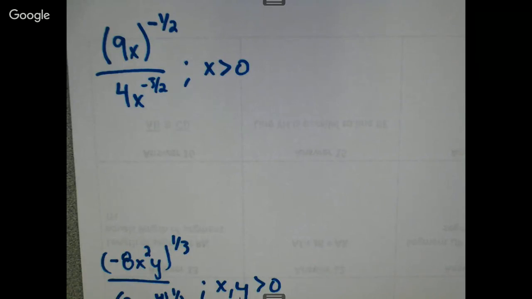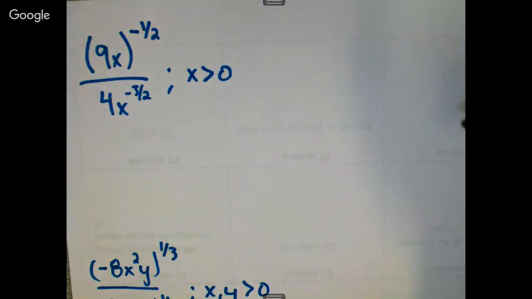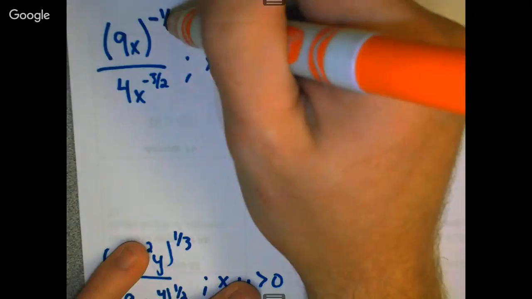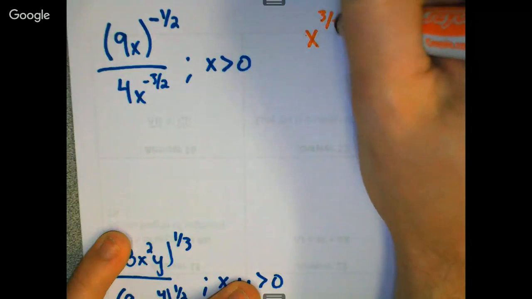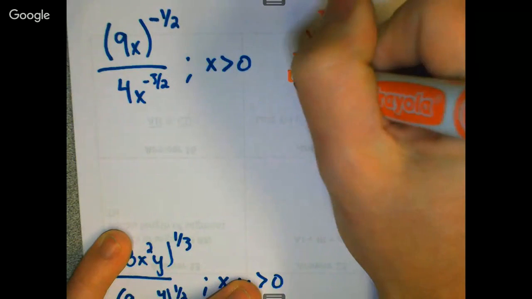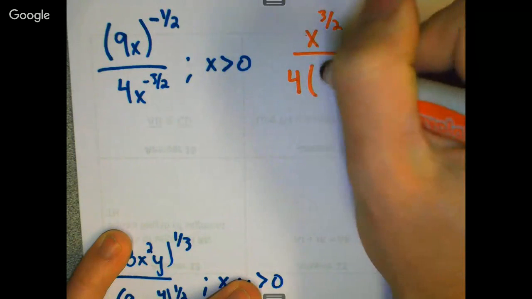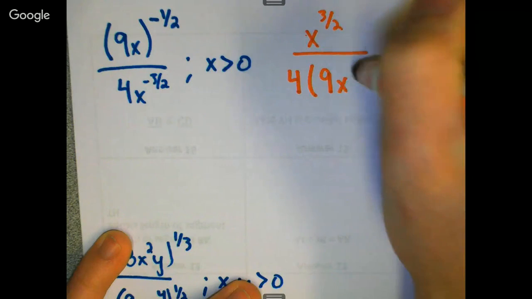All right, so you have 9x to the negative half and 4x to the negative 3 halves. And it looks like they already restrict our domain for us, which is nice. So the first thing we have to do is get rid of our negative exponents, and we also have to get rid of our fractional exponents. Okay, so what I want to do is I need to flip-flop this to the bottom, but here I just need to move the x to the top. So I have x to the 3 halves over 4 9 x to the half.